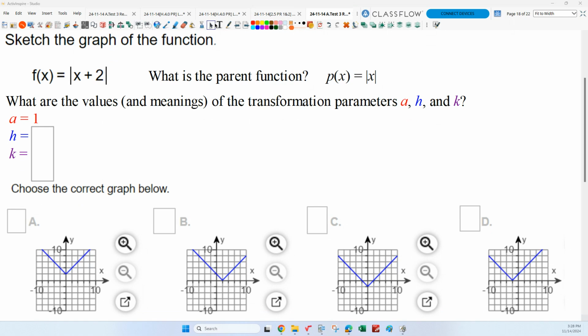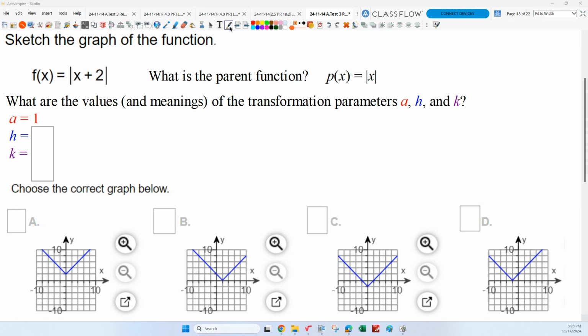Okay. What is the value of H? This is the tricky one. Show me with your fingers. You got to be a little creative here. What's the value of H? Yeah, it's going to be -2, isn't it? Yeah? Right? -2. Okay, and why is it negative? Because it's the opposite. Remember, that's the tricky one.